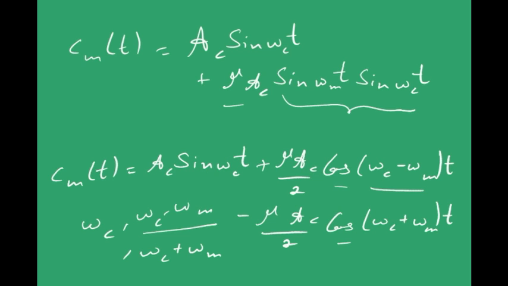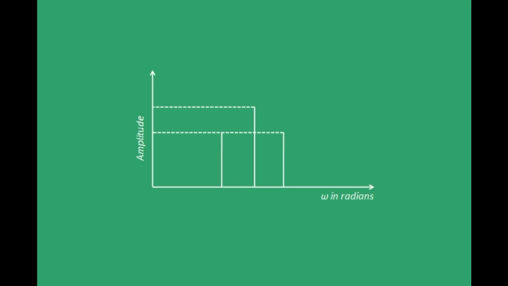This is known as the lower side frequency, and this is known as the upper side frequency. When you plot the amplitude with respect to omega, that is angular frequency, this corresponds to AC, right? This is the amplitude of the carrier wave, and this corresponds to omega c minus omega m, and here you have omega c plus omega m, and here you have omega c.